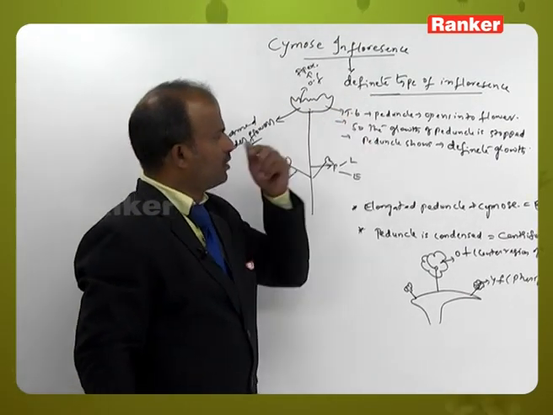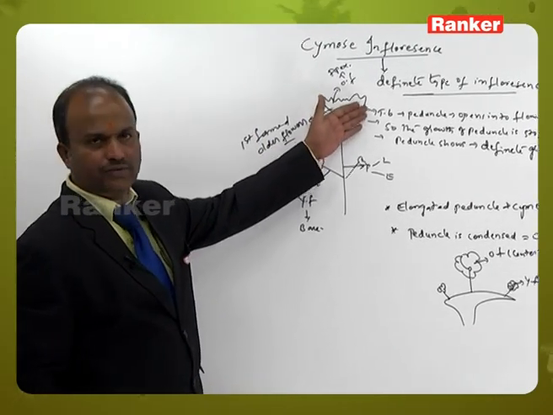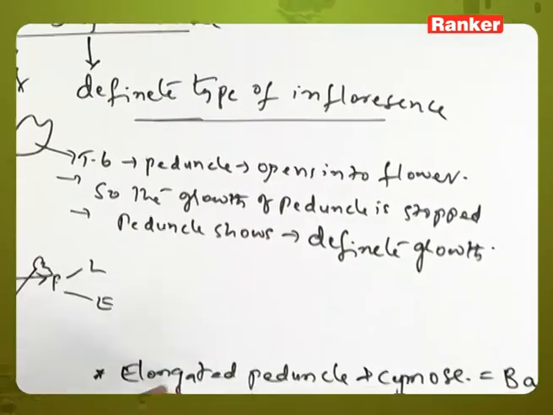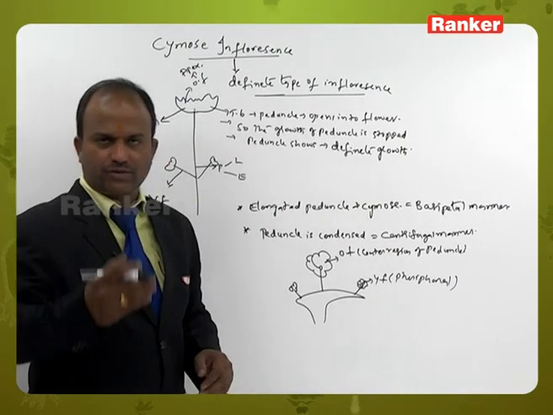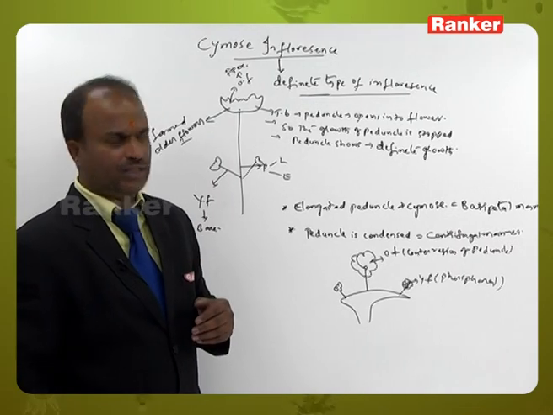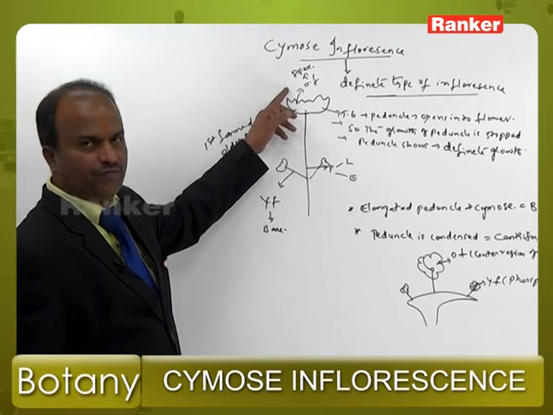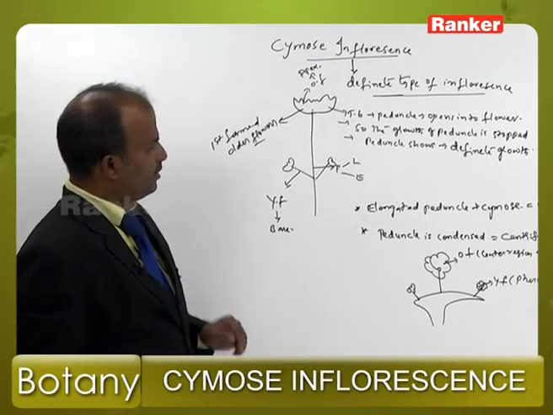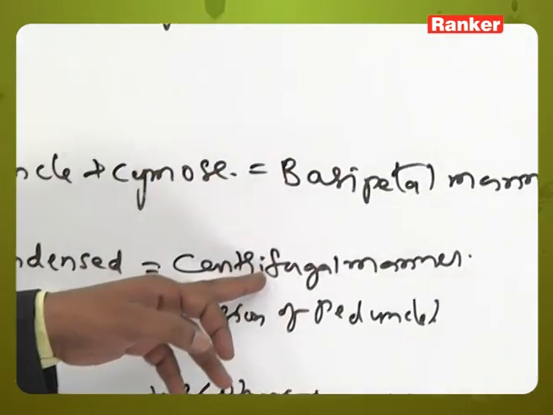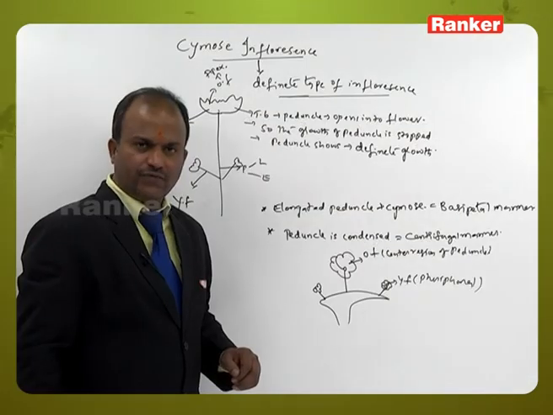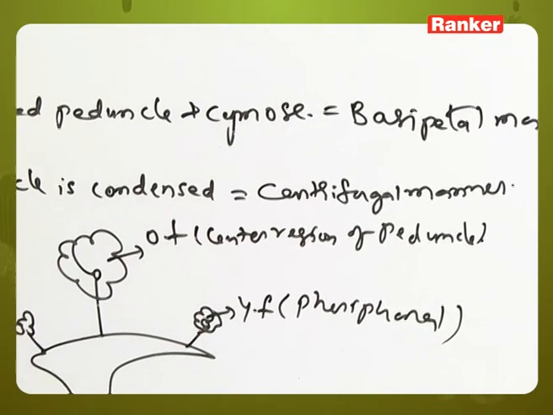Cymose inflorescence is also called a definite type of inflorescence. I already explained why. If the peduncle is elongated, the flowers are arranged in a basipetal manner: the younger flowers are present towards the base and the older flowers towards the apex. If the peduncle is condensed, the flowers are arranged in a centrifugal manner. That means the older flowers are present towards the center and the younger flowers towards the periphery.